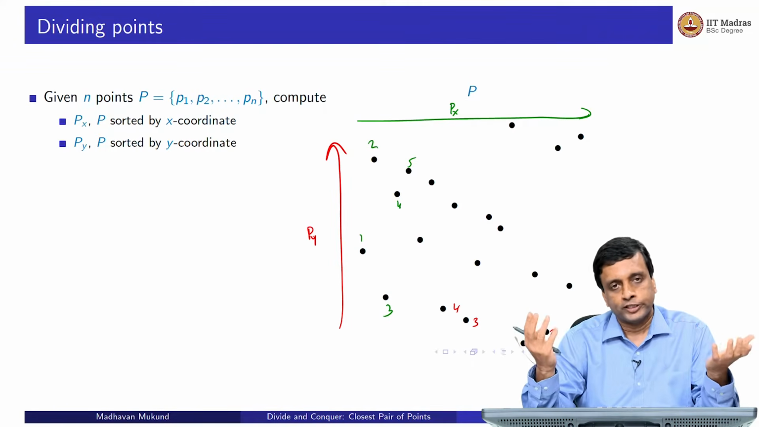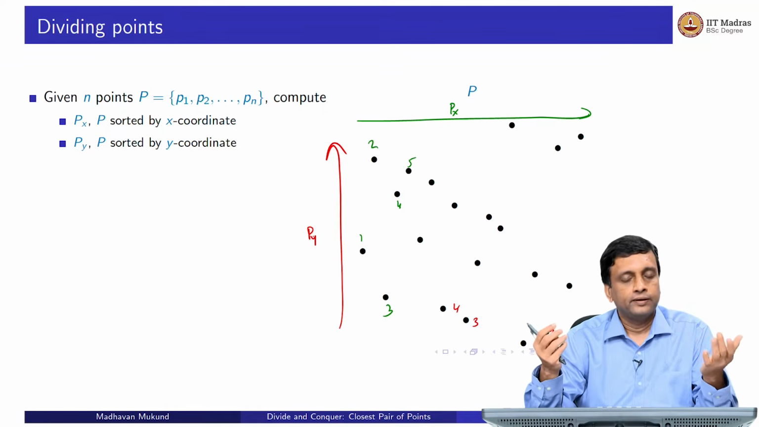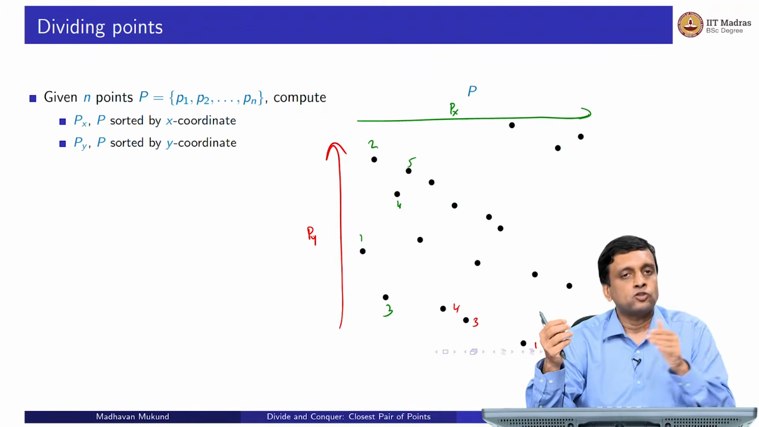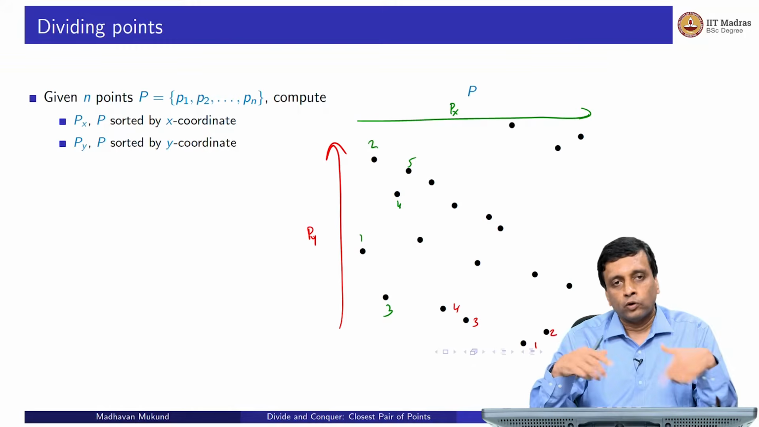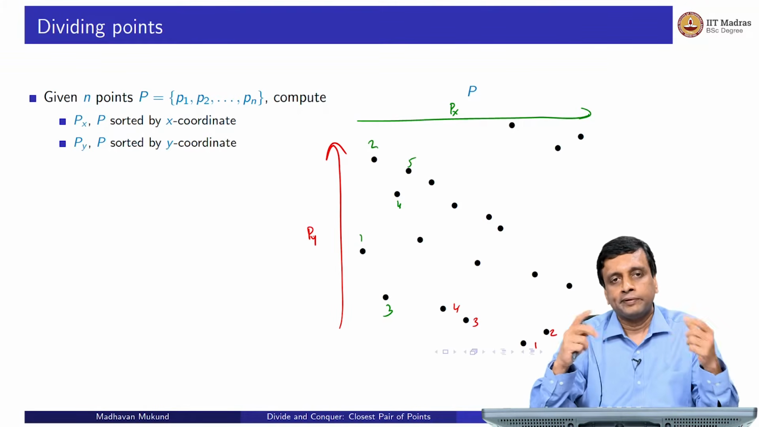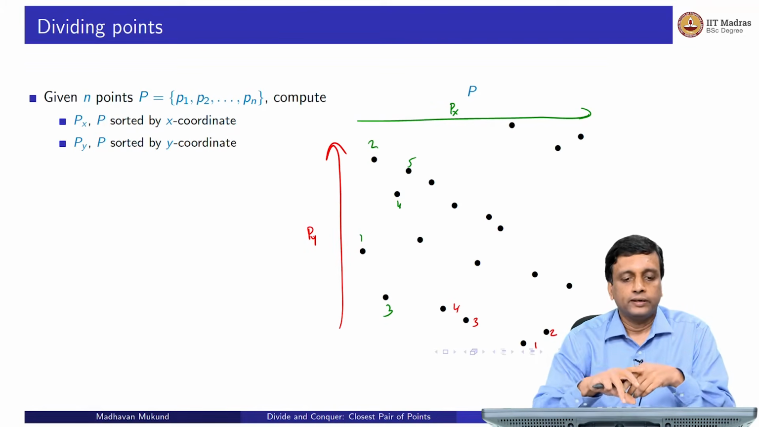So Px has all the points in P. Py has all the points in P. It's just that Px is sorted by x and Py is sorted by y. And as we go along, we don't want to sort again and again. So we have to make sure that when we do this divide, we can extract the sorted things for the 2 halves easily.